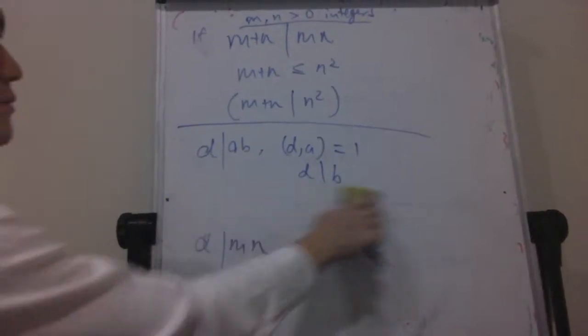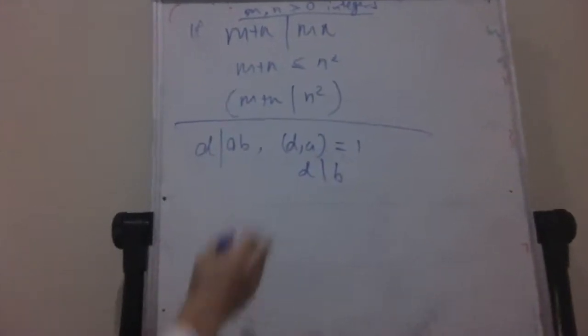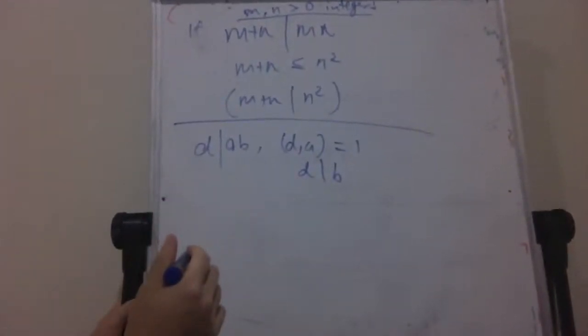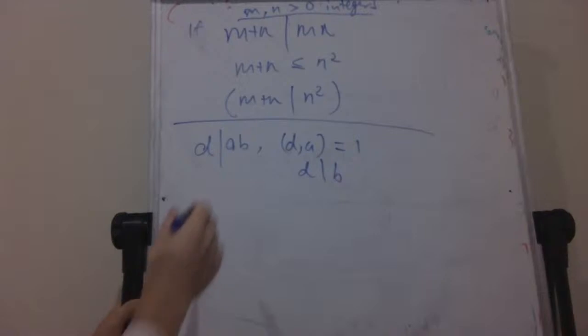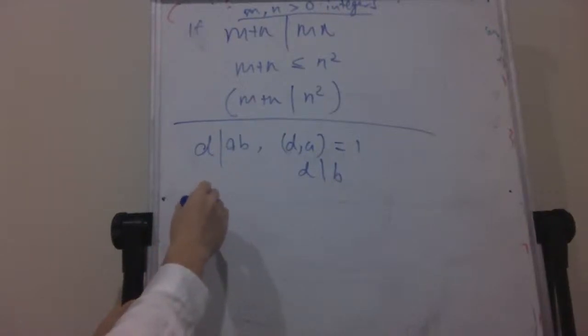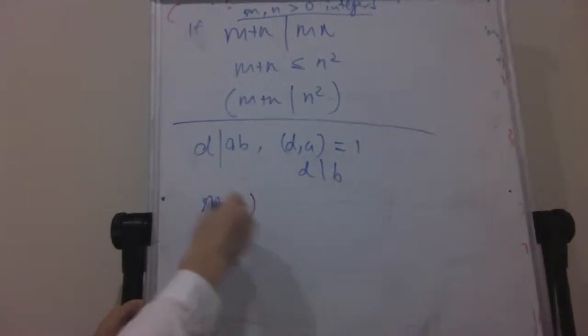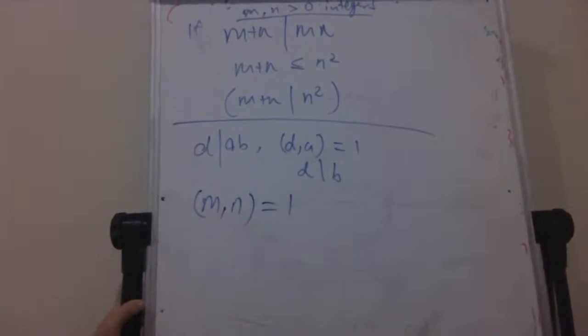What was I saying? Sorry. I was saying something much simpler. Maybe we can assume that the GCD of M and N is 1, yeah? Why can we assume that? We might not be able to assume that. I'm just playing with a simpler problem.